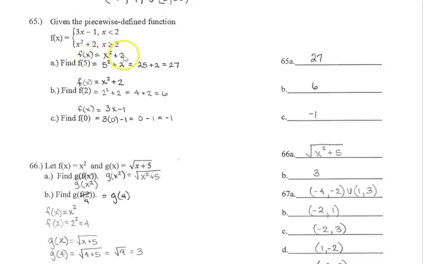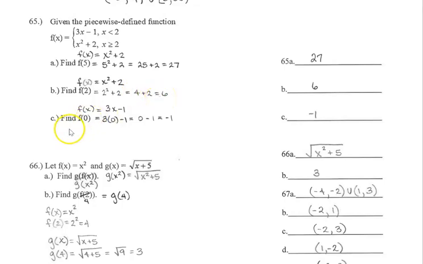So I'm going to use x squared plus 2, and I'm going to put 5 in the place of x. 5 in the place of x would give me 25 plus 2, or 27. All right, then for f of 2, is 2 less than 2? No, but is 2 greater than or equal to 2? Yes, 2 equals 2, so that tells me I'm going to use x squared plus 2. So put 2 in the place of x, and that's going to be 2 squared, or 4 plus 2 is 6.